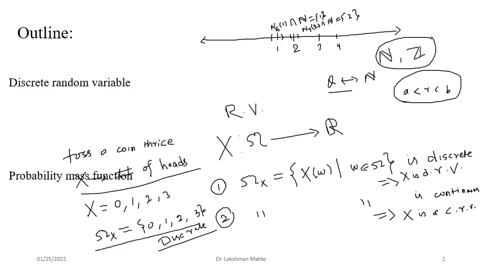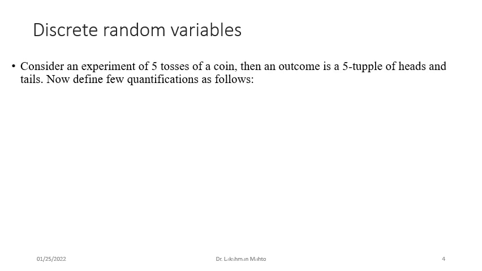So here let me first discuss the discrete random variable. The distribution of a discrete random variable we will denote by a law that we call the probability mass function. As I had already mentioned, a discrete random variable is a function from the sample space omega to R in such a way that the range, omega X, is a discrete set. Mathematically, the range must be a discrete set.